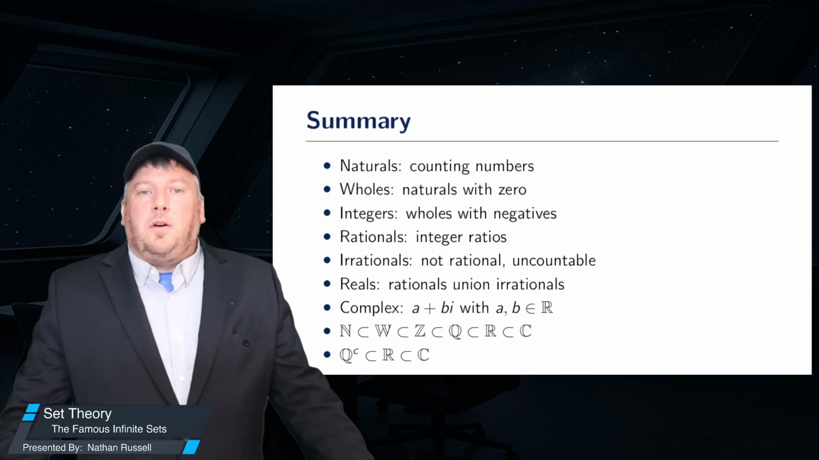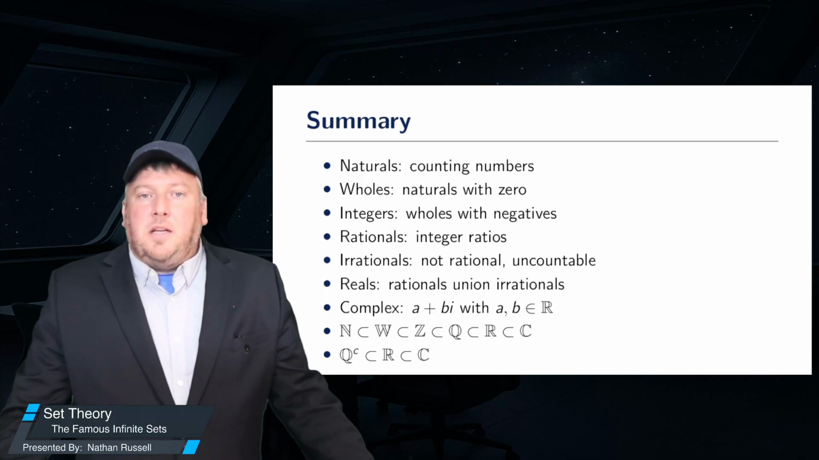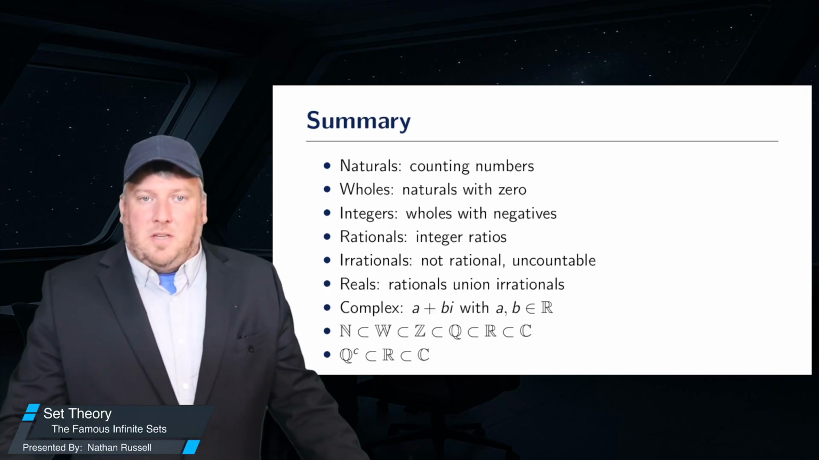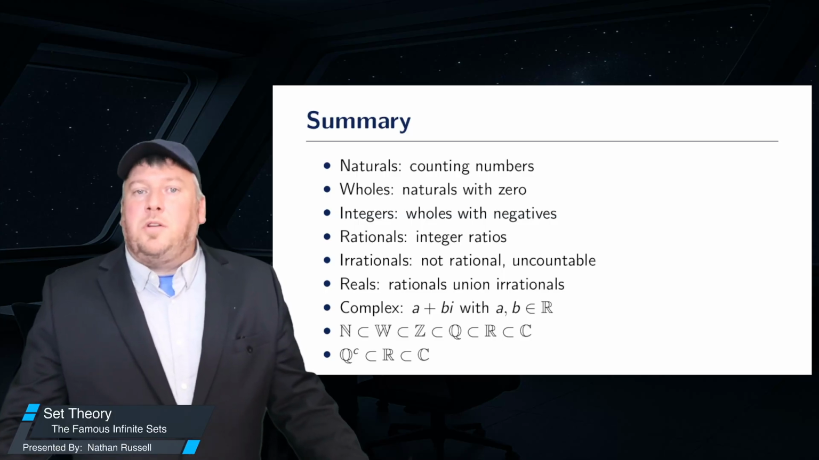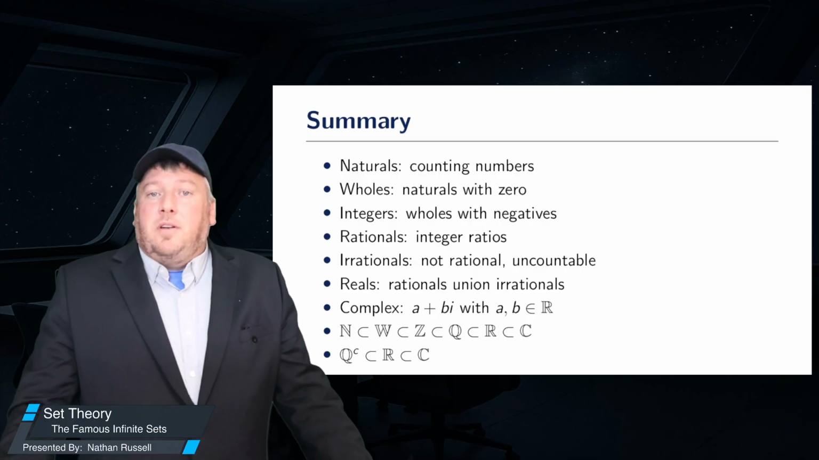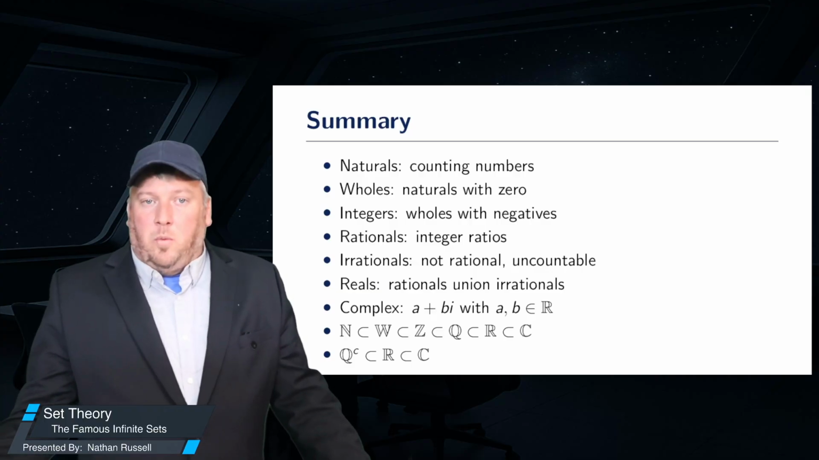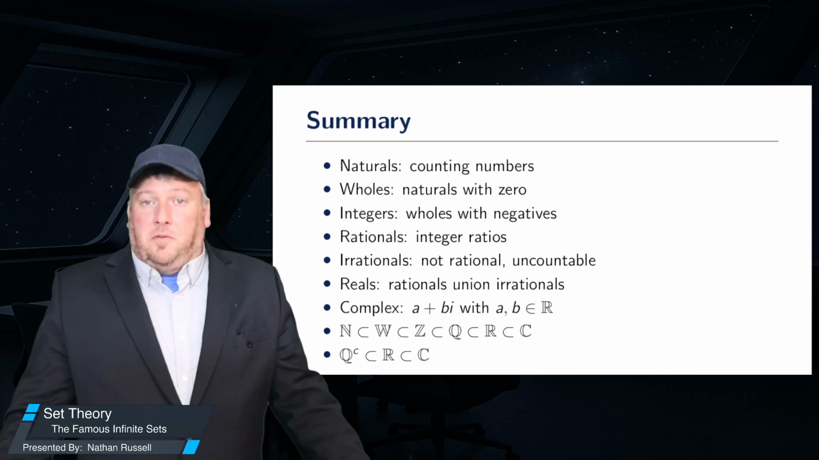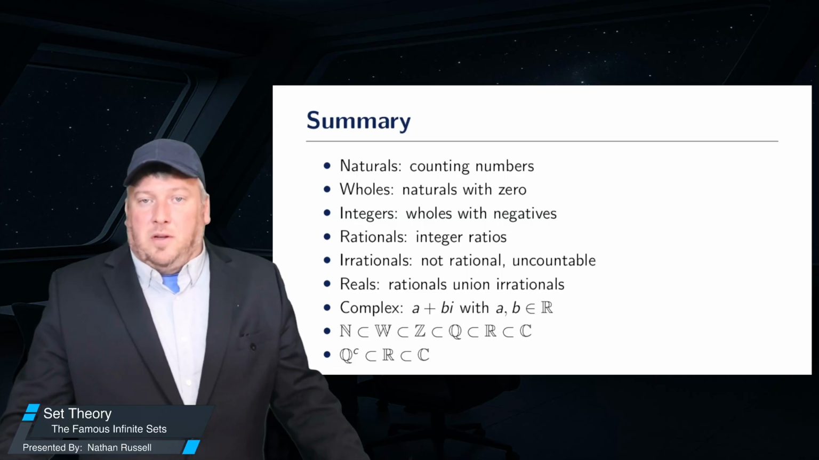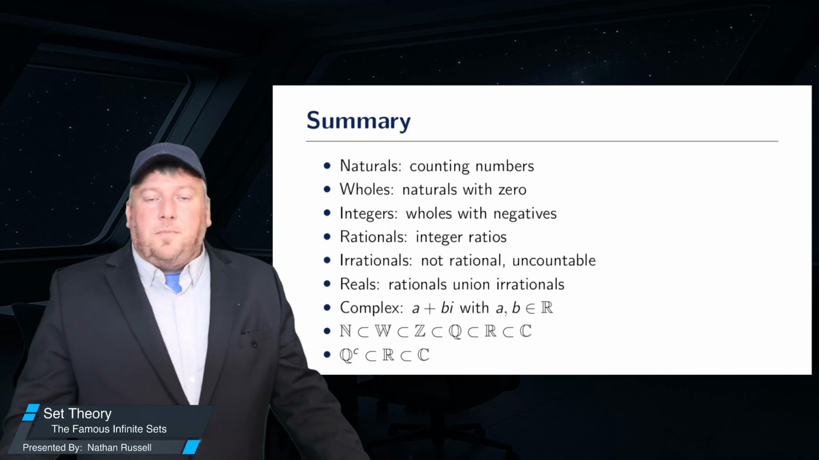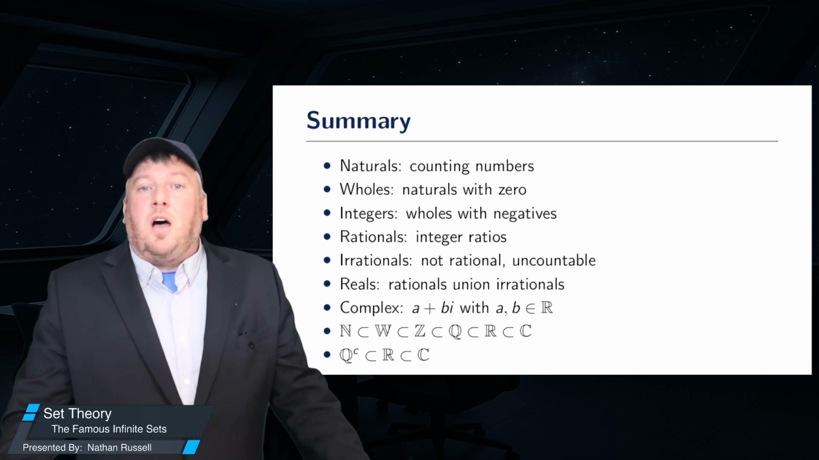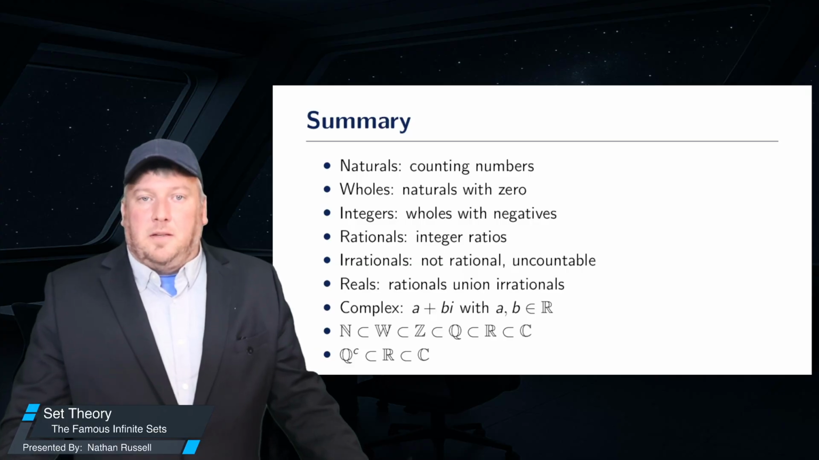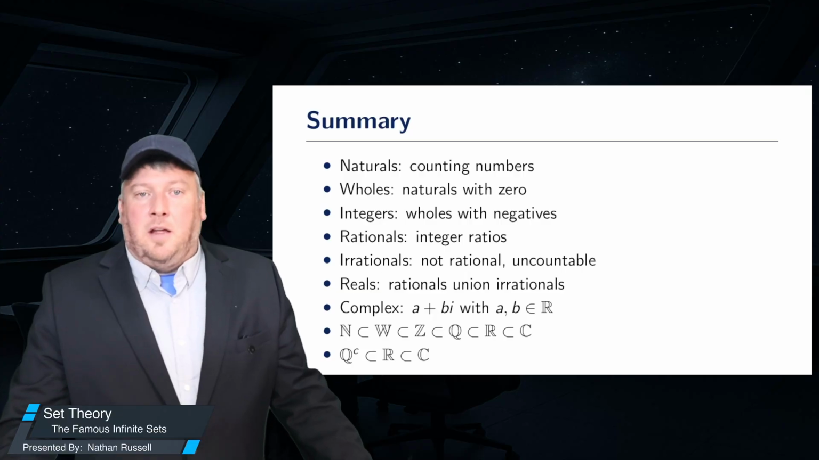So to summarize what we learned, the natural numbers were the basis for which we created all the other famous infinite sets. They are effectively the natural counting numbers, 1, 2, 3. The wholes are the naturals, and then we put a 0 in there with them. The integers are effectively the wholes and their negatives, also known as additive inverses. The rationals are the integer ratios. The irrationals are simply the set of numbers that are not rational, and they are uncountably infinite. Whereas the naturals, wholes, integers, and rationals are countably infinite.